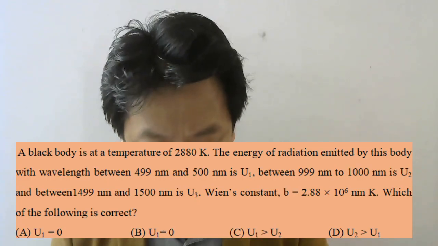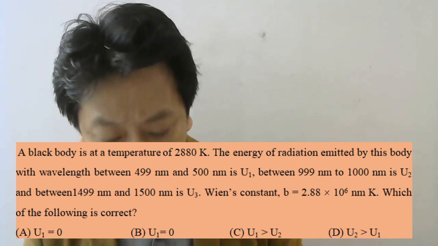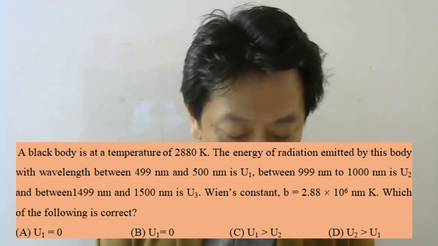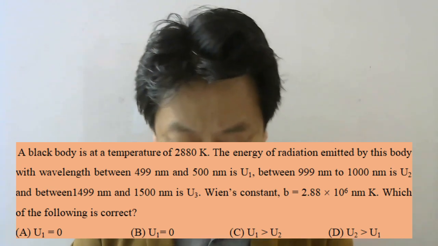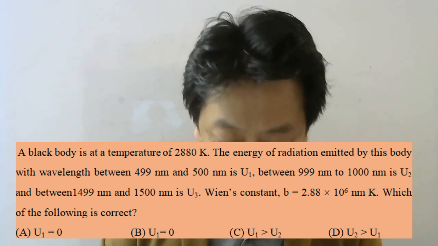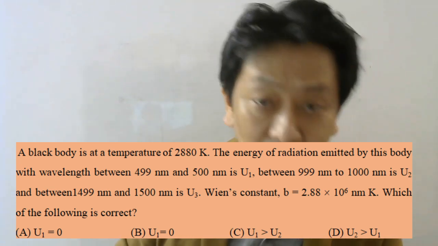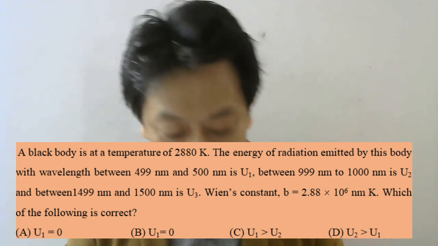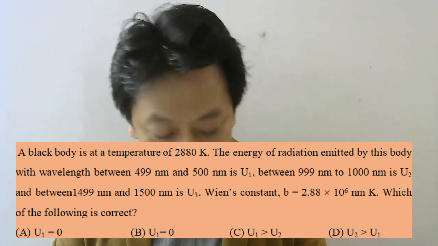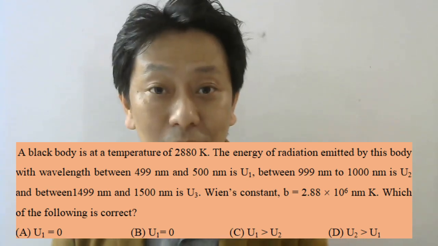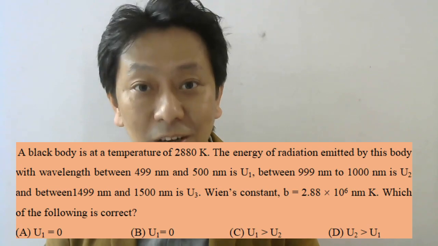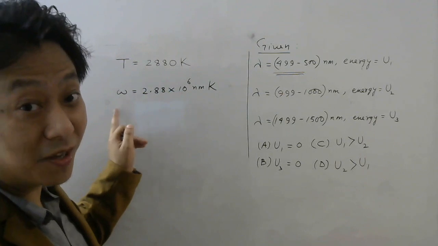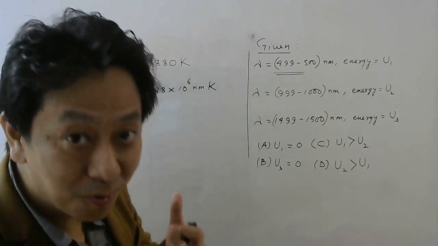It says a black body is at a temperature of 2880 Kelvin. The energy of radiation emitted by this body with wavelength between 499 nanometer and 500 nanometer is U1, between 999 and 1000 nanometer is U2, and between 1499 and 1500 nanometer is U3. They have given you the value of Wien's constant. We have to check which options are correct. Now they have given the temperature of the body and Wien's constant, so obviously we are going to use Wien's law.